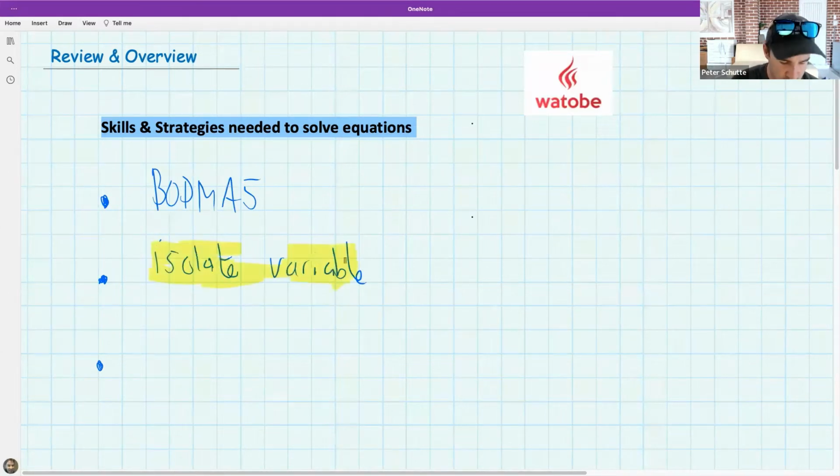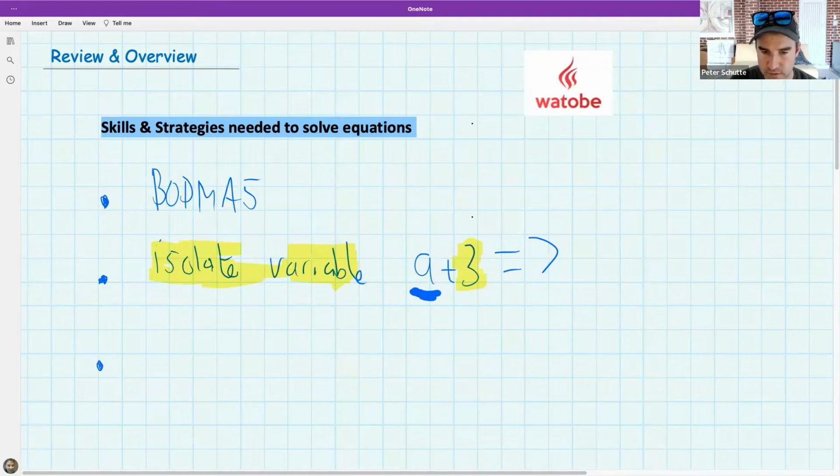So as an example, if I said to you a plus 3 is 7, in equations, what we want to do is we want to move this 3 around so that we can get the a all by itself, because the a is the variable. So isolating the variable is one important idea. However, another strategy that I've been talking about a lot is how do we deal with the plus 3 in the simple equation? And we use something or we do something. What's the word that we use for that?